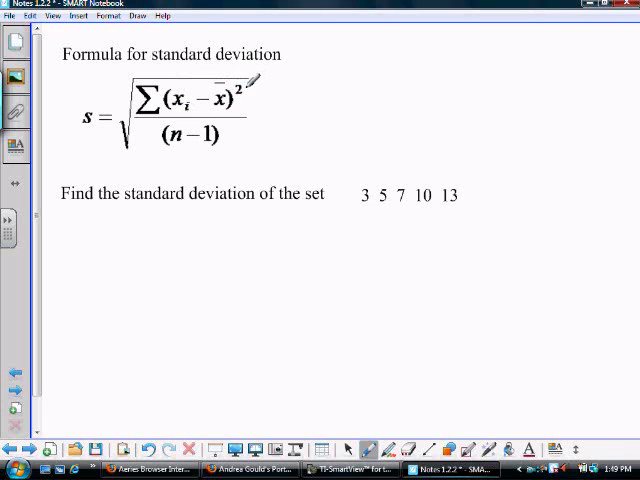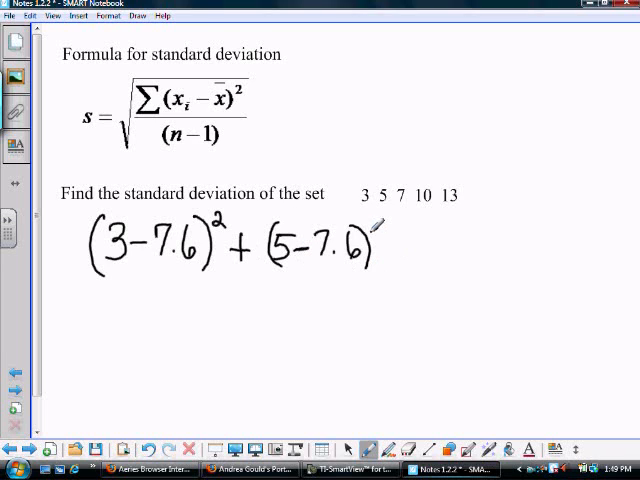each point is from the mean, squared, divided by the number of numbers in our set minus 1. So calculator's out. Let's do this step by step. So I take each number. So that's 3. I subtract 7.6. Was that my mean? And square it. And add it to 5 minus 7.6. And square it. And add this to 7 minus 7.6. Square it.